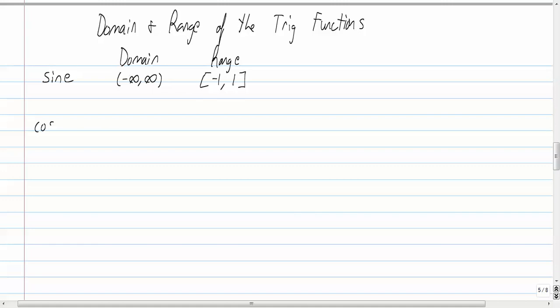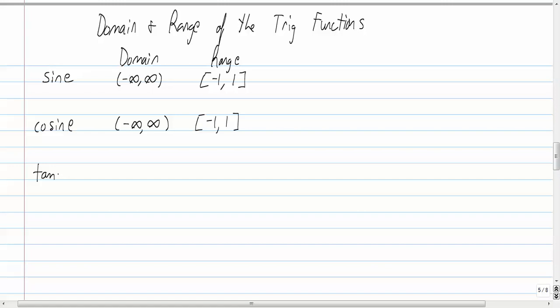The cosine function is going to be the same as the sine function. The domain, you can take the cosine of anything. The range, all of our answers that we get out when we take the cosine of something, will always be between -1 and 1 inclusive. So you can't take the sine or cosine of an angle measure and get out 2. That's outside of the range, so it's not possible.